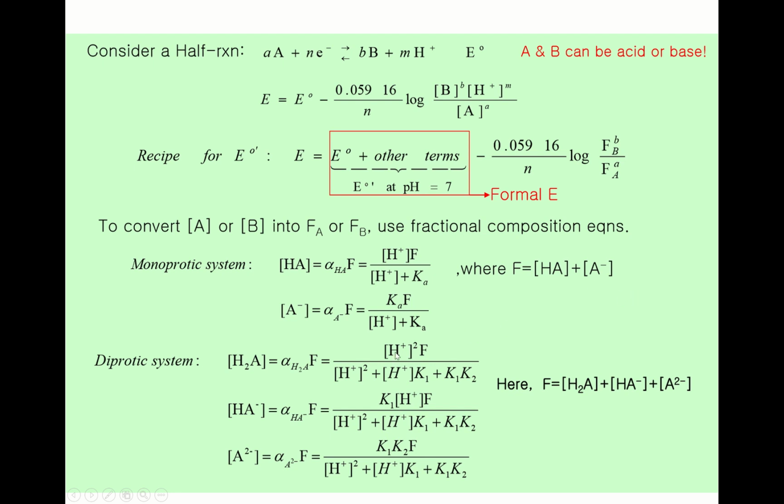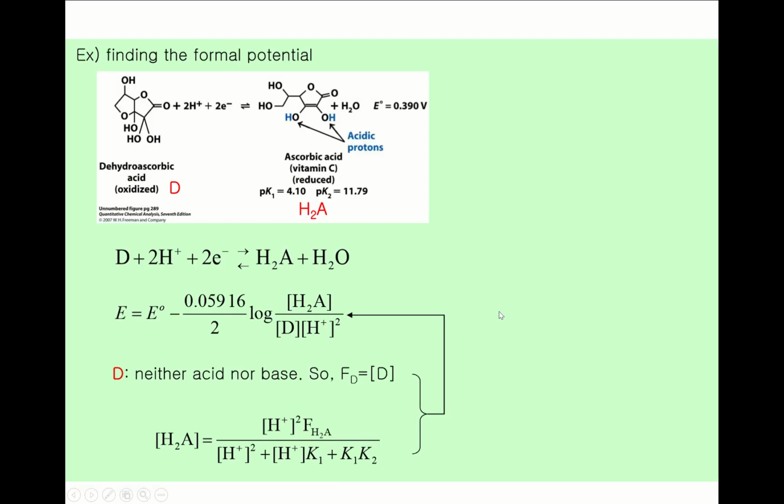The diprotic system is a little more complicated, but for H2A the equilibrium concentration can be written very systematically with these equations. The formal concentration is the sum of all three equilibrium concentrations. Those are our basic equations. As an example, let's take ascorbic acid, vitamin C.